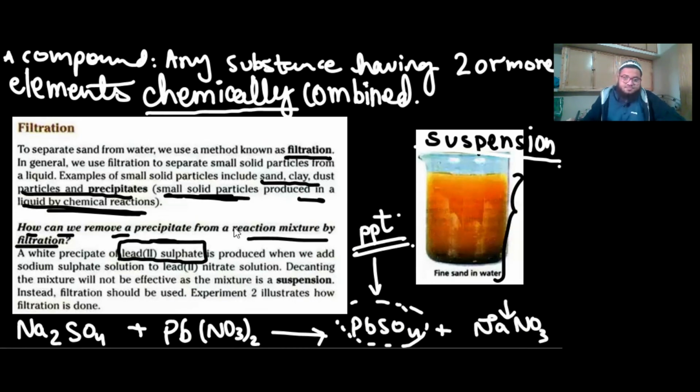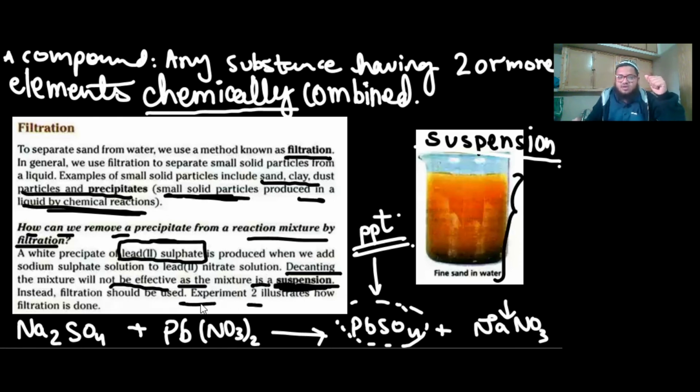The answer is simple. First of all, if you think we can use decanting, let me tell you that this lead sulfate which is formed will be present throughout the solution. It's not localized, so you cannot use decanting over here. Decanting the mixture will not be effective, as it is a suspension and not a localized precipitate. Suspension means the solid is present evenly throughout the liquid. Therefore, we cannot use decanting over here. We'll need to use filtration.